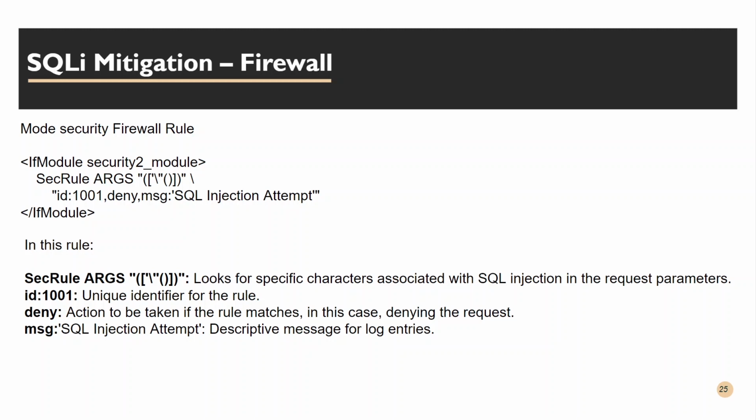We could also use a firewall to mitigate against SQL injection, and this is a very simple example of a ModSecurity firewall rule. This is the basic explanation of this firewall rule. The first part, the SecRule argument, is practically saying it looks for specific characters associated with SQL injection in the request parameter. Then we have an ID, which is the unique ID for the rule. We have deny, which is the action that will be taken if the rule matches, in this case denying the request. And lastly, we have the message that will be displayed on the screen, which is SQL injection attempt. So this is a very basic rule. We can have much more complicated rules than this.